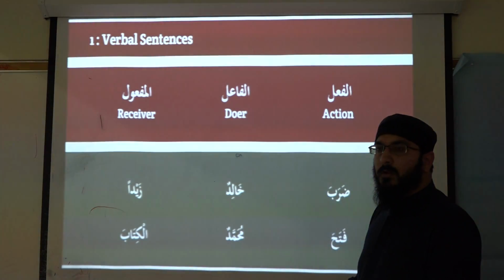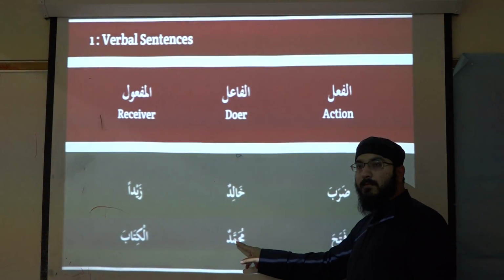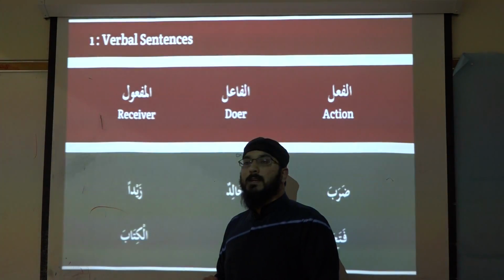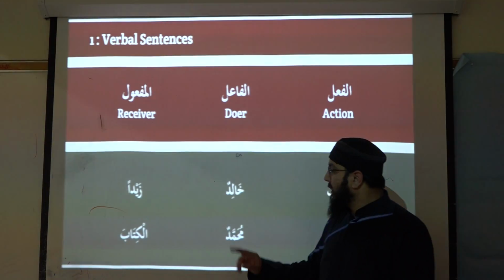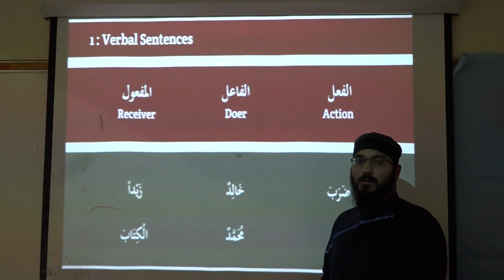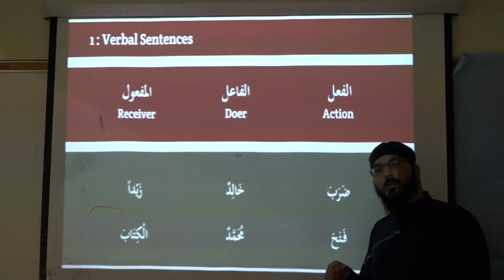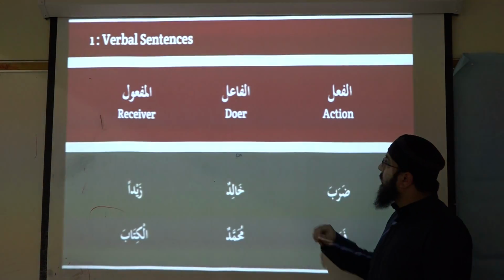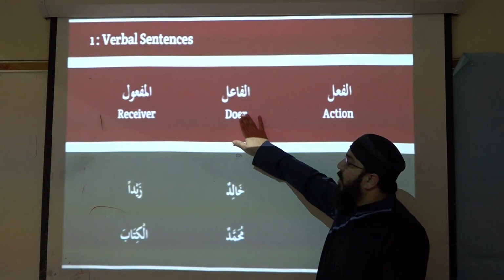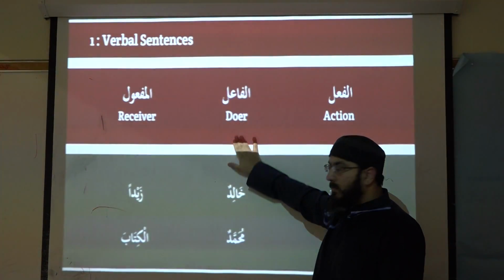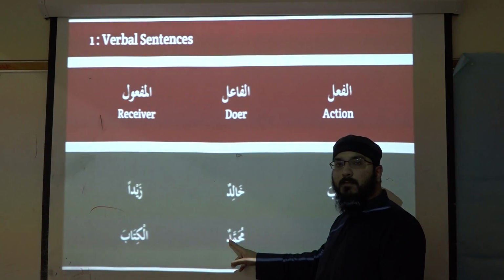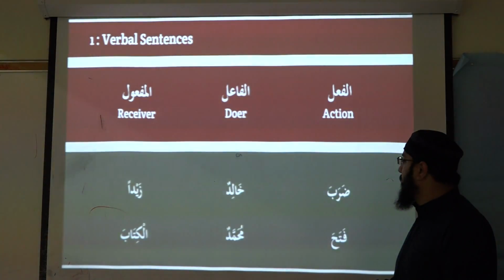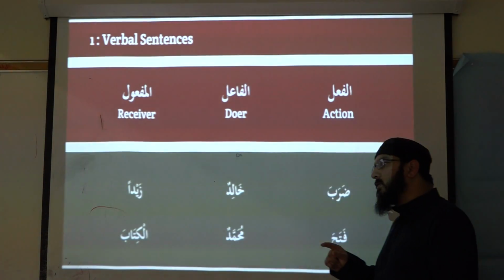Muhammadun is nominative. And al-Kitaba, the fatha here, the a sound, means it's accusative. Okay? Nominative, accusative. So the doer can be nominative or genitive, is that what you're saying? The doer is always nominative. This doer is always nominative. Okay, so nominative. Okay? Any questions from the sisters?